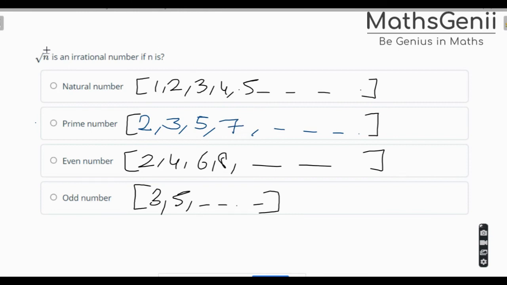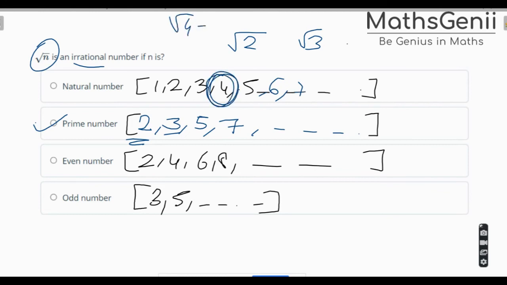So if you put any prime number in root n, if you put root 2 for example, it's an irrational number. If you put the next prime number 3, it's an irrational number. But if you put 4, root 4, the answer is 2. Is it rational or irrational? It's a rational number. So for this question, if you put a prime number in the root, the answer is always going to be never ending. So its answer is irrational.